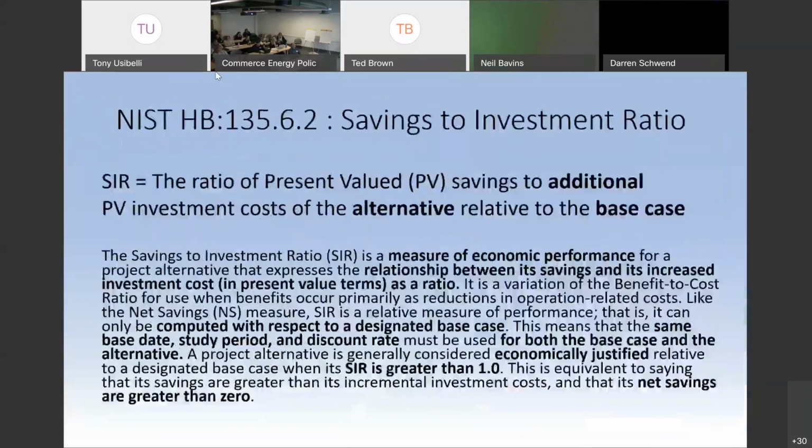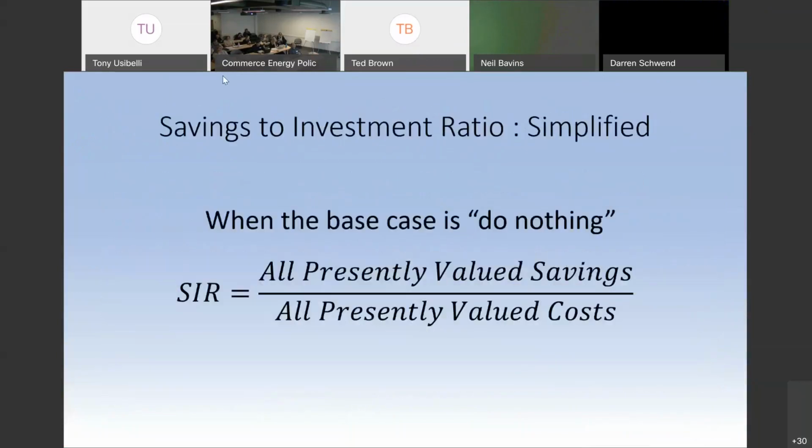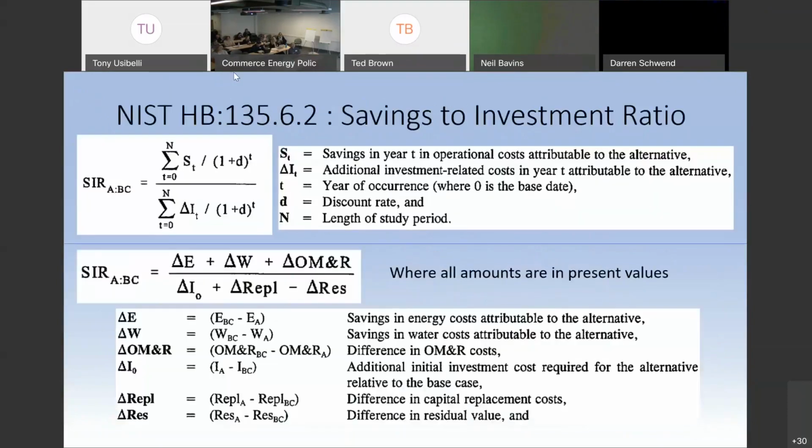Okay, I'm going to keep moving along. We've talked a little bit about the savings to investment ratio, the basic formula that governs it. There are a lot more complicated formulas, too.